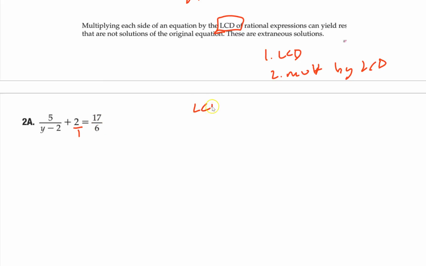So let's find our LCD. Actually, let's find a restriction first. Look at this right here: y can't be 2, that's what makes it 0. y minus 2 equals 0, solve it, y can't be 2. So that's our restriction. Now let's find the LCD.